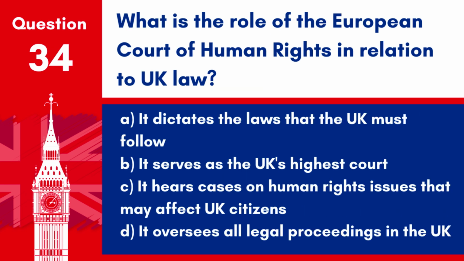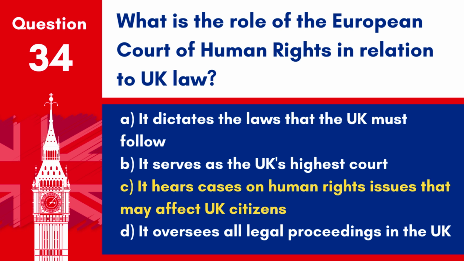Question 34. What is the role of the European Court of Human Rights in relation to UK law? A. It dictates the laws that the UK must follow. B. It serves as the UK's highest court. C. It hears cases on human rights issues that may affect UK citizens. D. It oversees all legal proceedings in the UK.